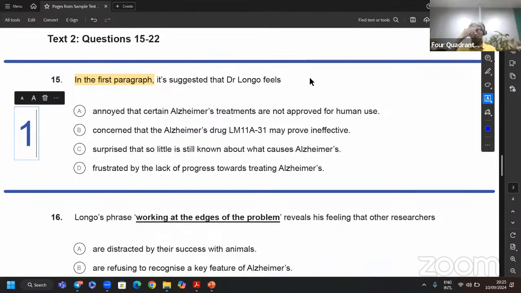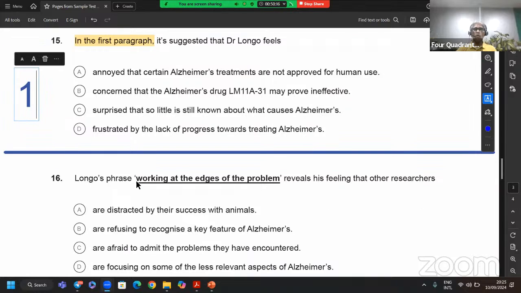So avoid panic as far as possible. If you are ready with the preparation, you will answer it very easily. If you are not ready, you will just run here and there. Now here, Longo's phrase, working at the edges of the problem.